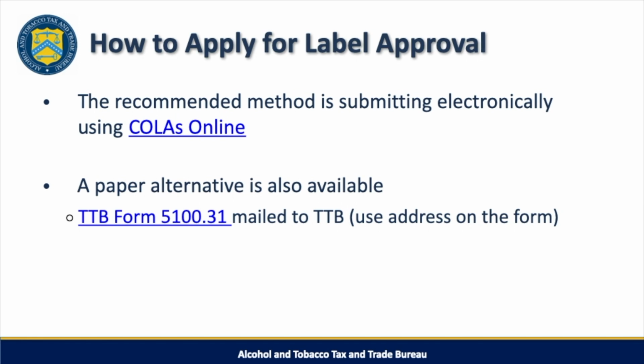Bottlers and importers must apply using TTB Form 5100.31 via COLAs online. For products sold within state only, a certificate of exemption from label approval may be filed using the same form. You may also mail a paper application to TTB using the address on the form itself. Keep in mind that paper submissions take longer to process than submitting electronically due to mail delivery times.